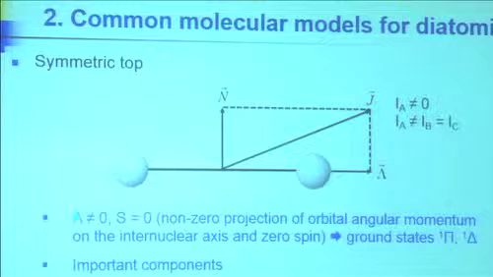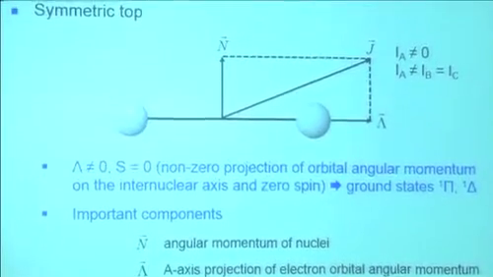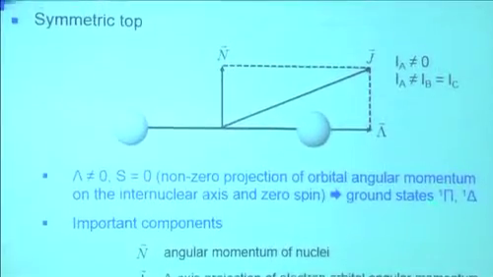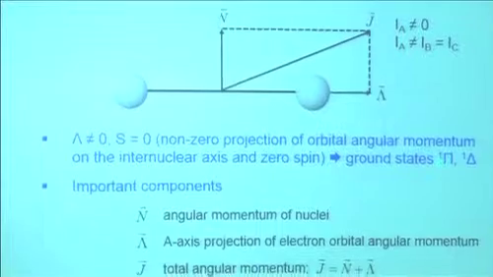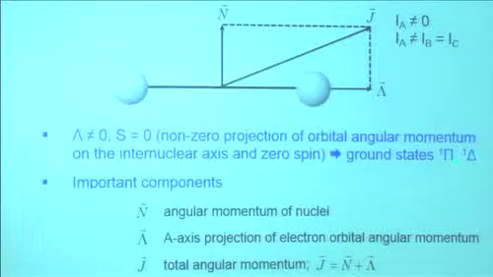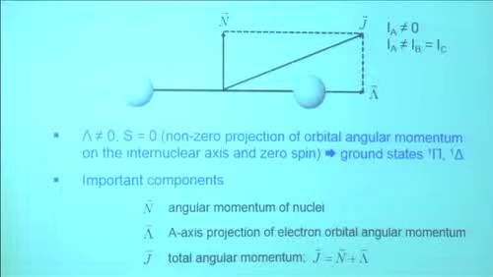So when lambda is unequal to 0, but S is 0, you have the symmetric top case. Those states would be 1 pi. Remember now lambda is non-zero, but you can't have a sigma, it's a pi or a delta. Although I've just told you that for diatomic molecules, we never have a ground state delta.